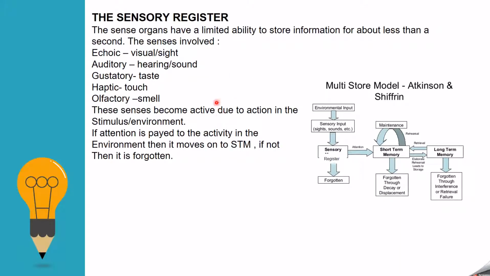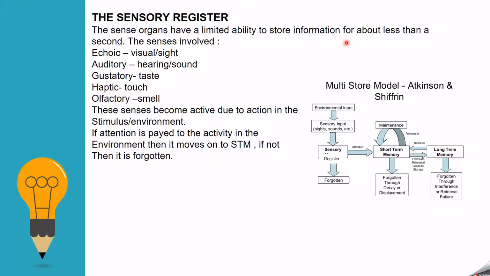So let's have a look at the sensory register in more detail. The sense organs have a limited ability to store information for less than a second, probably around 50 milliseconds. The senses involved are echoic, auditory, gustatory, haptic, and olfactory.